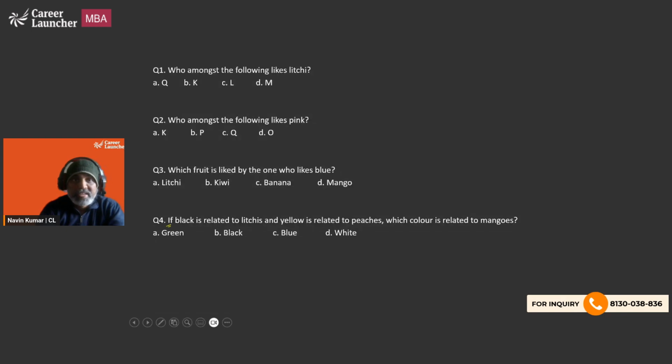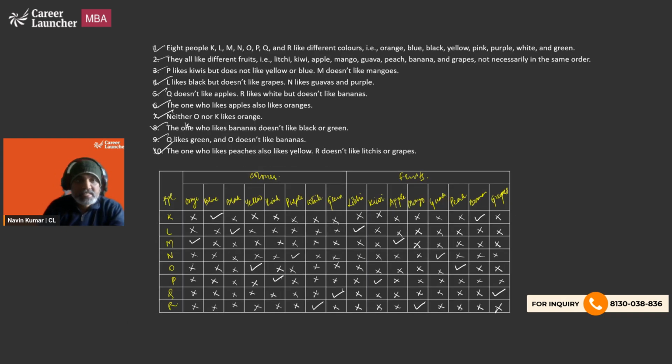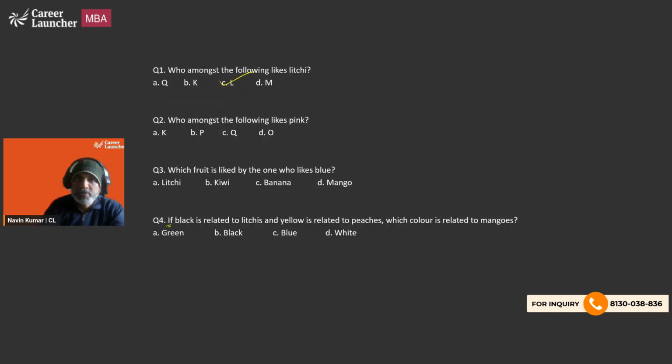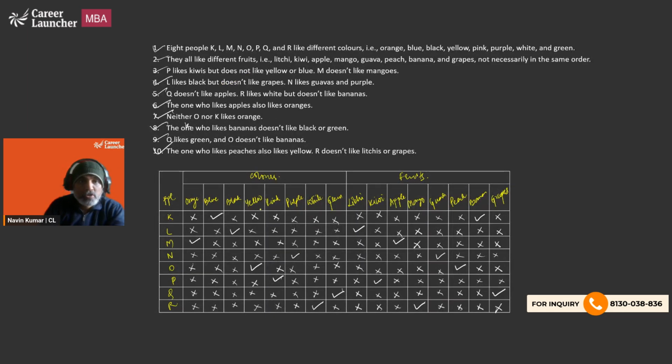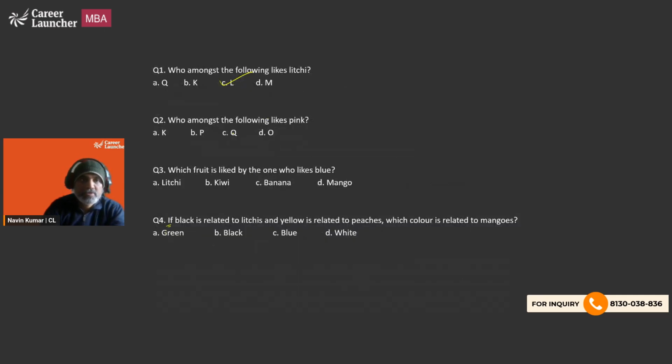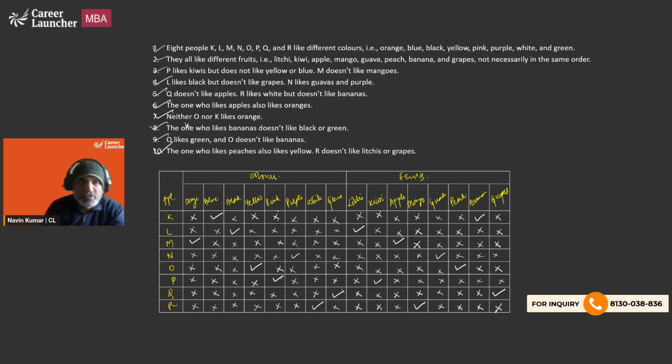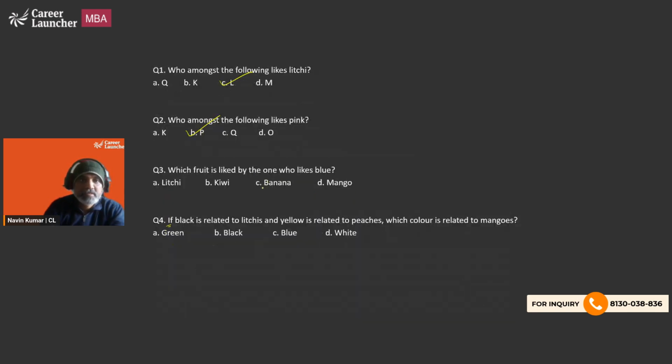Who amongst the following likes lychee? So lychee is liked by L. So this is going to be L, option C. Who amongst the following likes pink? So if you go to pink, the pink color is liked by P. So that's going to be P. Which fruit is liked by the one who likes blue? So blue is liked by K, and the fruit that he likes is bananas.